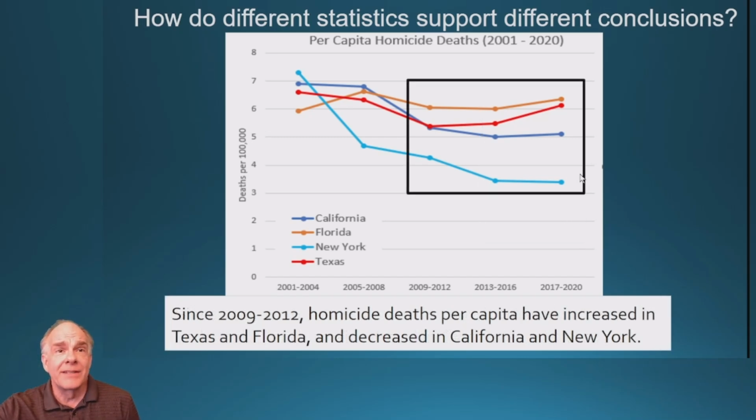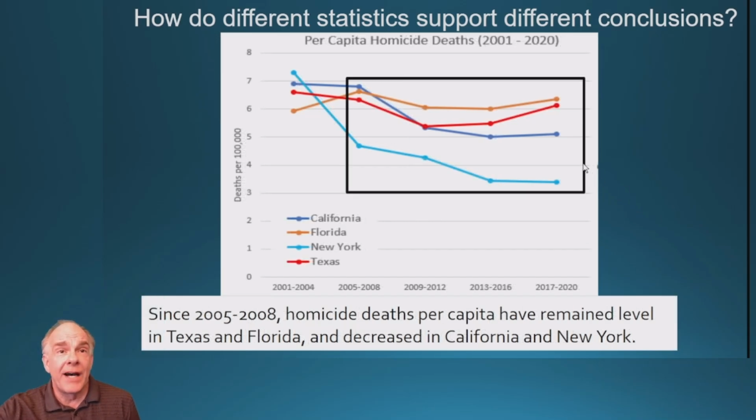If we extend the box a little bit further, going back to 2009 to 2012, and making a comparison of the 2009-2012 numbers in relationship to 2017 to 2020, we could come up with the statement, since 2009 to 2012, homicide deaths per capita have increased in Texas and Florida and decreased in California and New York.